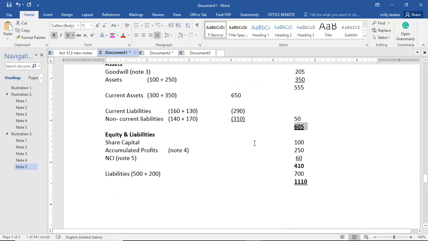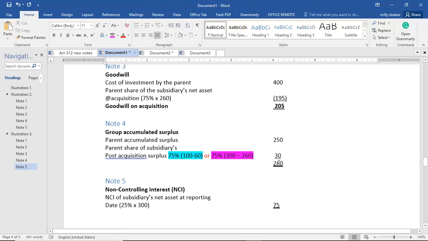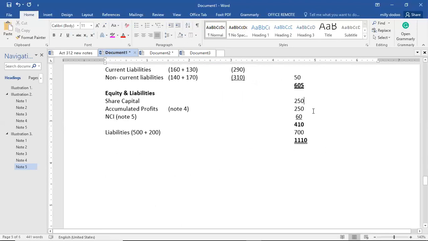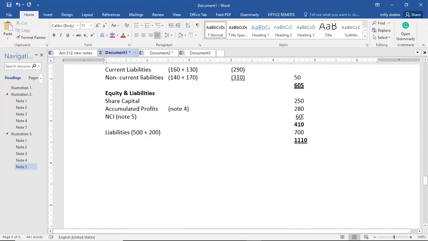So share capital will be 250 for only Cyprus. Then accumulated profits, you are going to get it from note 4, 280. So accumulated profit is 280. Then non-controlling interest, 75, note 5. So non-controlling interest, you put the 75 over there. So when you add 250, 280, and 75, how much are you getting?